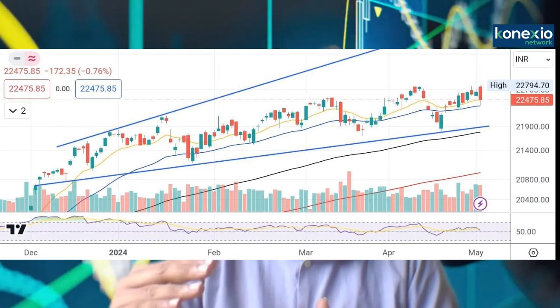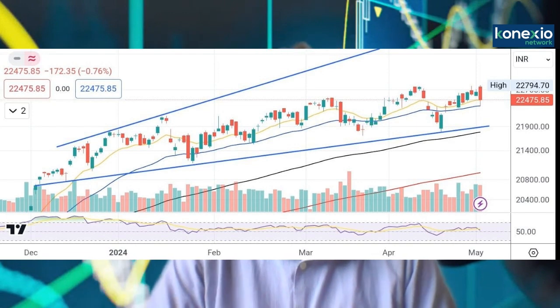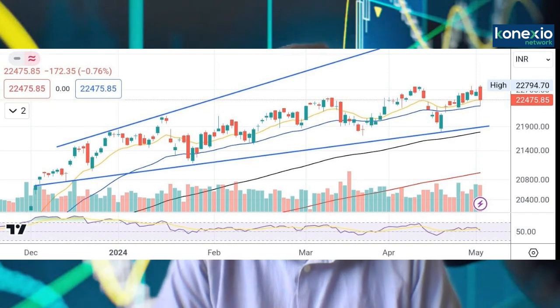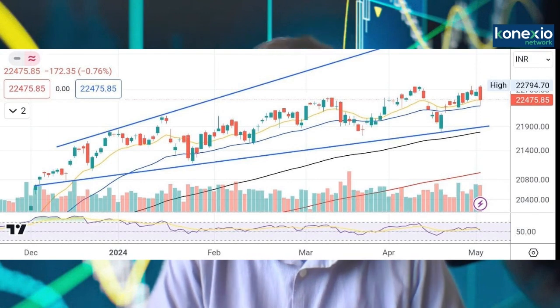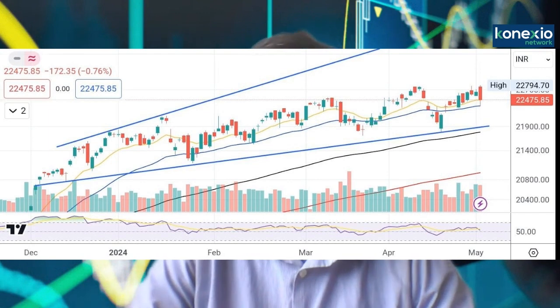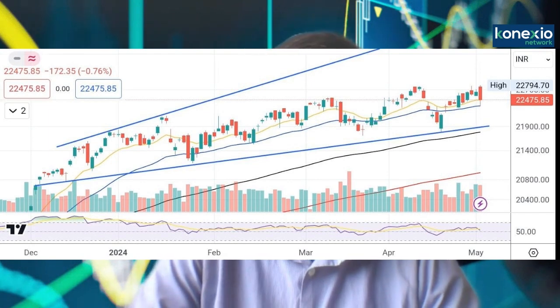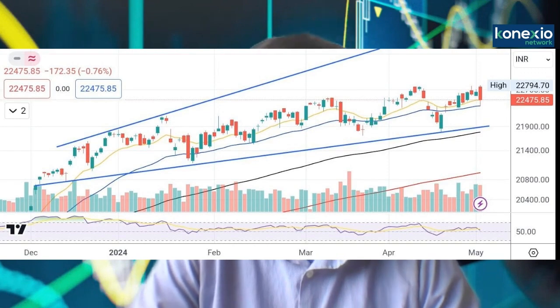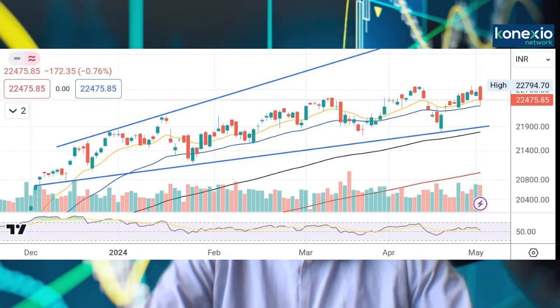And do not try to trade for a huge swing. Just try to play for half a percent moves here and there, but the overall trend remains positive. So I believe that next week the buy on dip strategy might work very well for the traders.